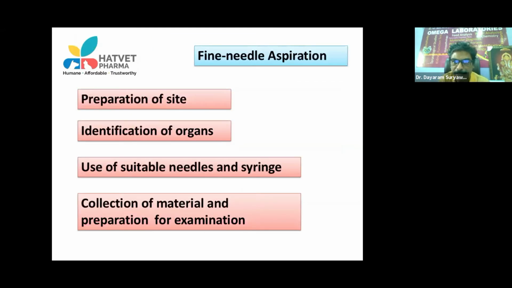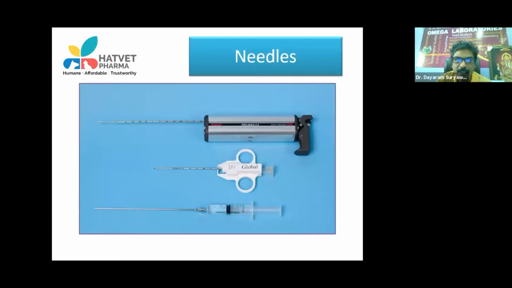Now, starting with fine needle aspiration. In this case, we need to prepare the site first, then identify the organ, then use a suitable needle and syringe for the collection of material. After that, the collection of material and preparation of that material for examination. These are the routine things we need to follow in our clinic. Now these are some of the needles that can be used for different types of cytological examination and fine needle aspiration biopsies from different organs, different systems, and the body cavities.